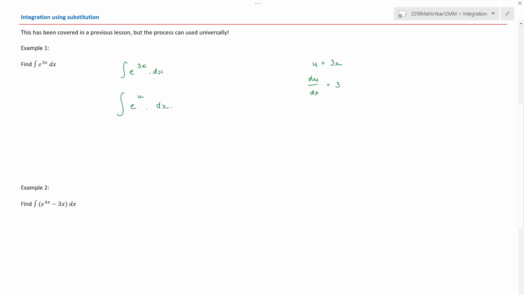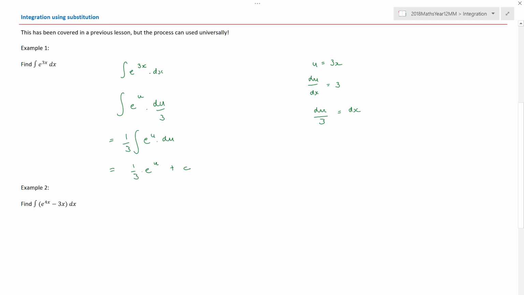I can't write dx there because the examiners will throw a mental, because I can't now integrate e to the u with respect to x because there's no x's in it. So I need to replace this dx. And if you remember, I can now say then that du upon 3 is equal to dx. So I can take that dx out and put du upon 3. We can move any of those multipliers outside the brackets, e to the u du, and we know that the integral of e to the u happens to be e to the u. Fabulous. So that becomes 1/3 times e to the u plus c.